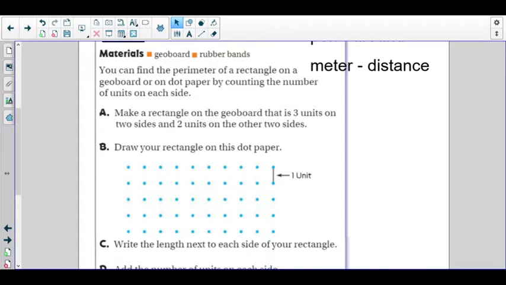So let's go ahead and make that rectangle. And we'll just go ahead and use lines for this. We need one that is 3 units. So we'll go 1, 2, and 3. And then 2 units on the other. So 1 and 2. And then here's our 1, 2, 3, and our 1 and 2. So there we go. We've drawn the rectangle.